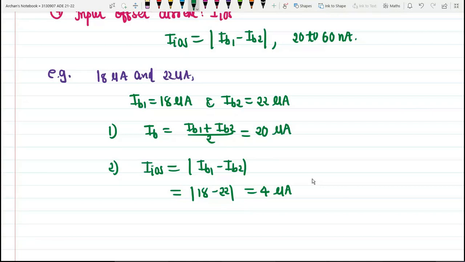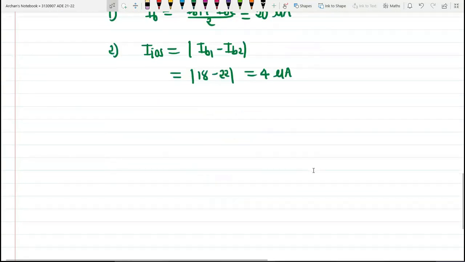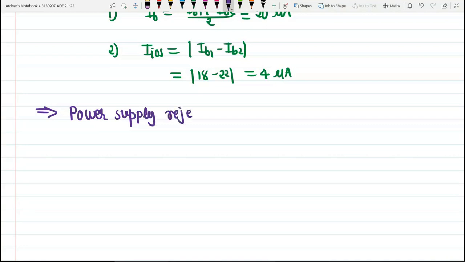Apart from these, there are two other important parameters of an operational amplifier, which we already know: the slew rate and the power supply rejection ratio. Now let us discuss these two parameters in detail. We already know what we mean by power supply rejection ratio and slew rate. First we will take PSRR, that is, power supply rejection ratio.